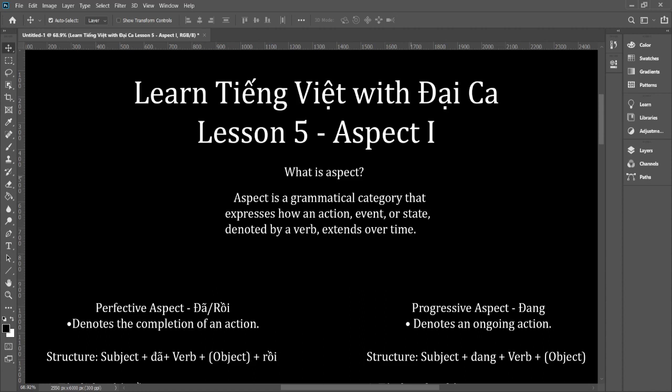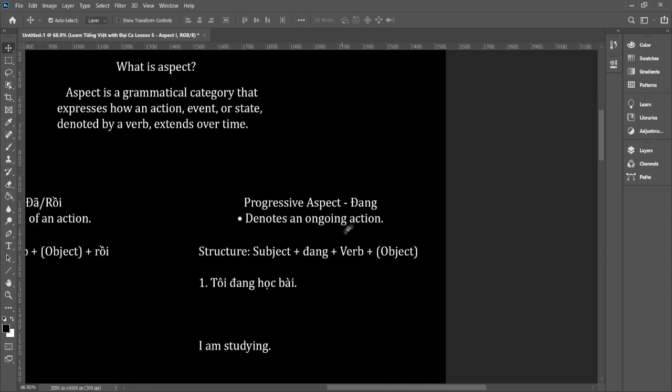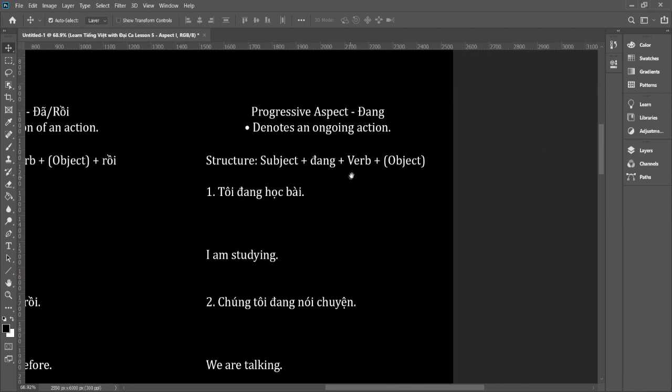And there are two aspects that we're going to be covering today that you are going to be seeing a lot in Vietnamese, and it's going to be the perfective aspect and the progressive aspect. Now let's take a look at the progressive aspect first. So the progressive aspect is marked by đang in Vietnamese, and it denotes an ongoing action.